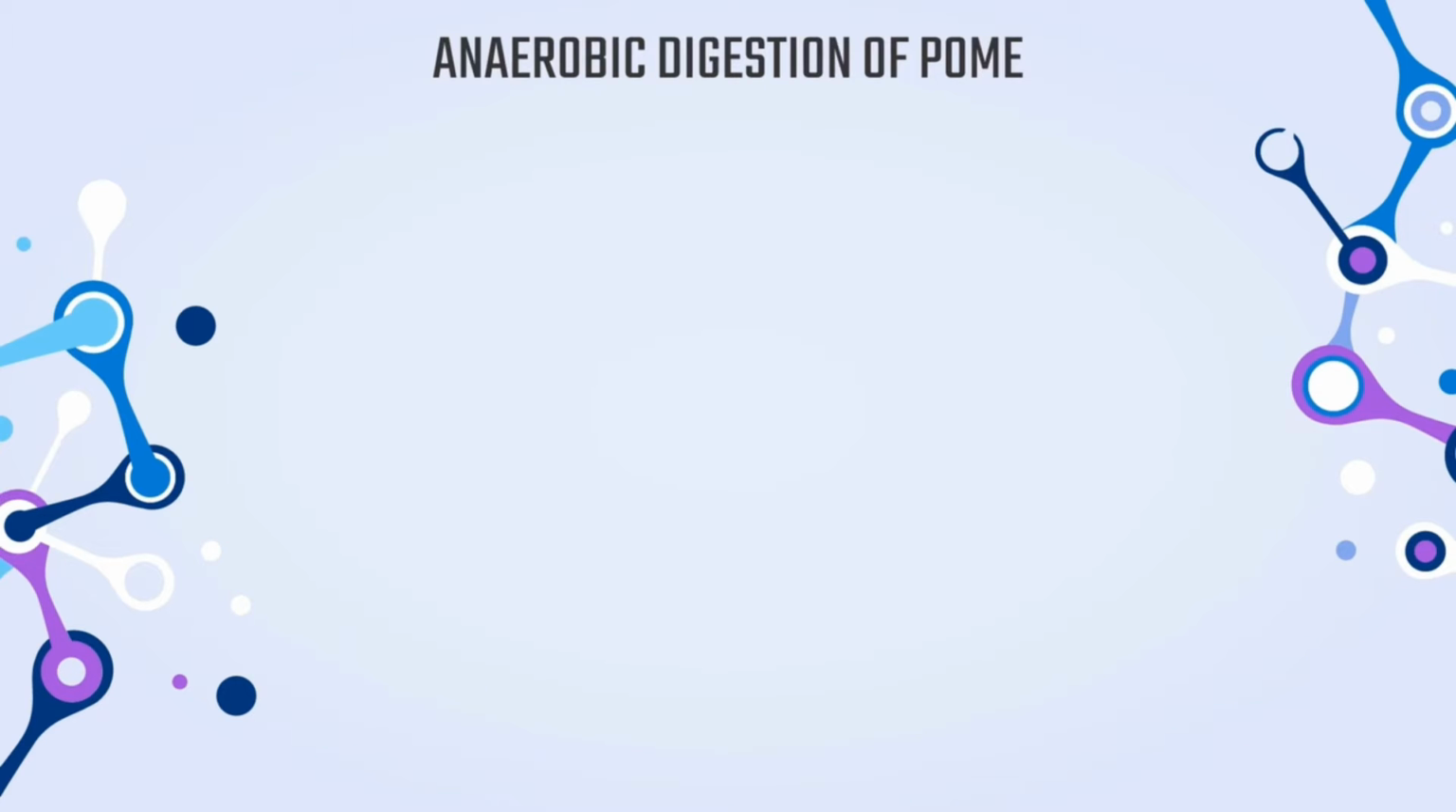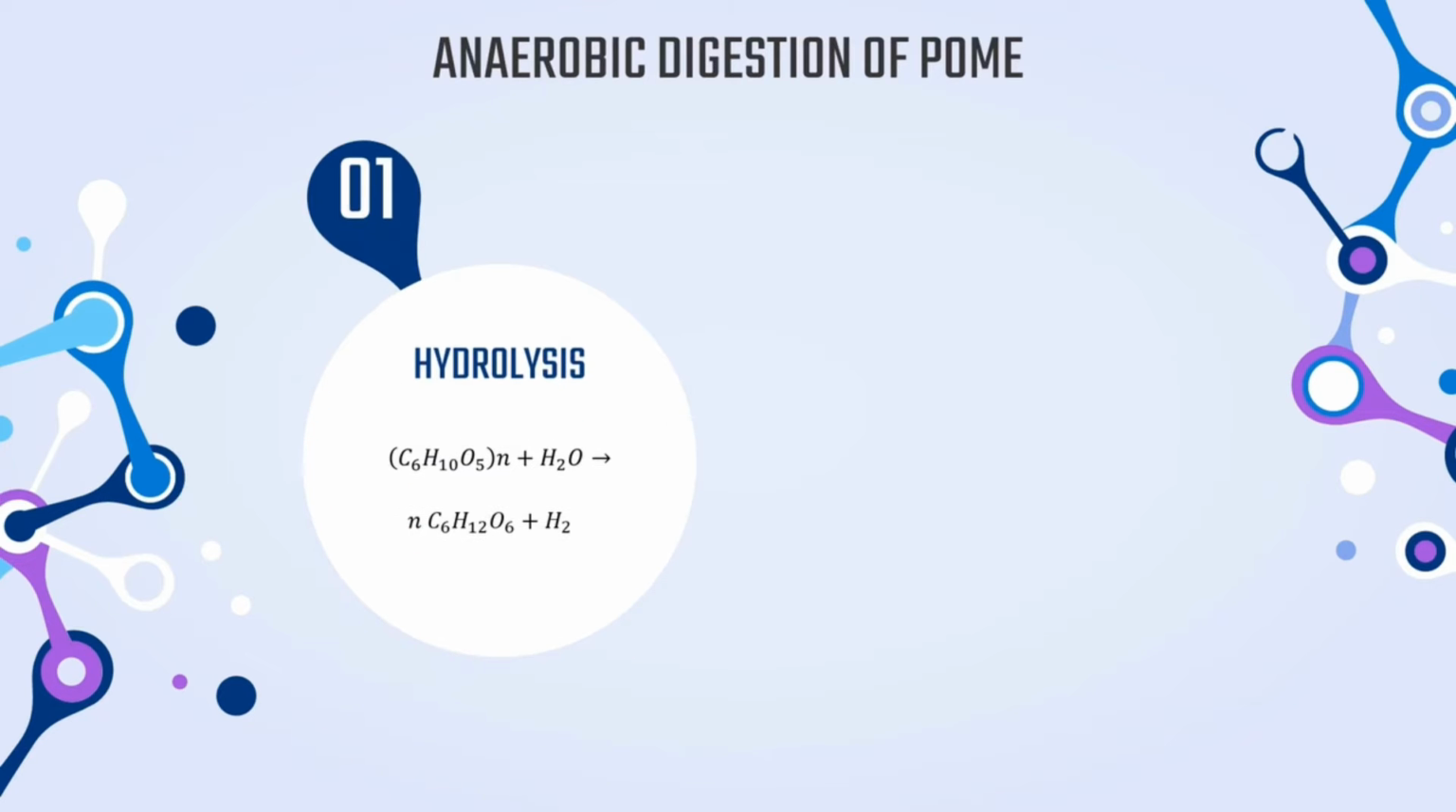After POME is treated, it will then be sent to the biodigester unit to undergo anaerobic digestion, which consists of four main stages. The first stage is hydrolysis, in which complex polymers such as carbohydrates, proteins, and fats are broken down to its monomers. In this project, carbohydrate will be considered as the main raw material.